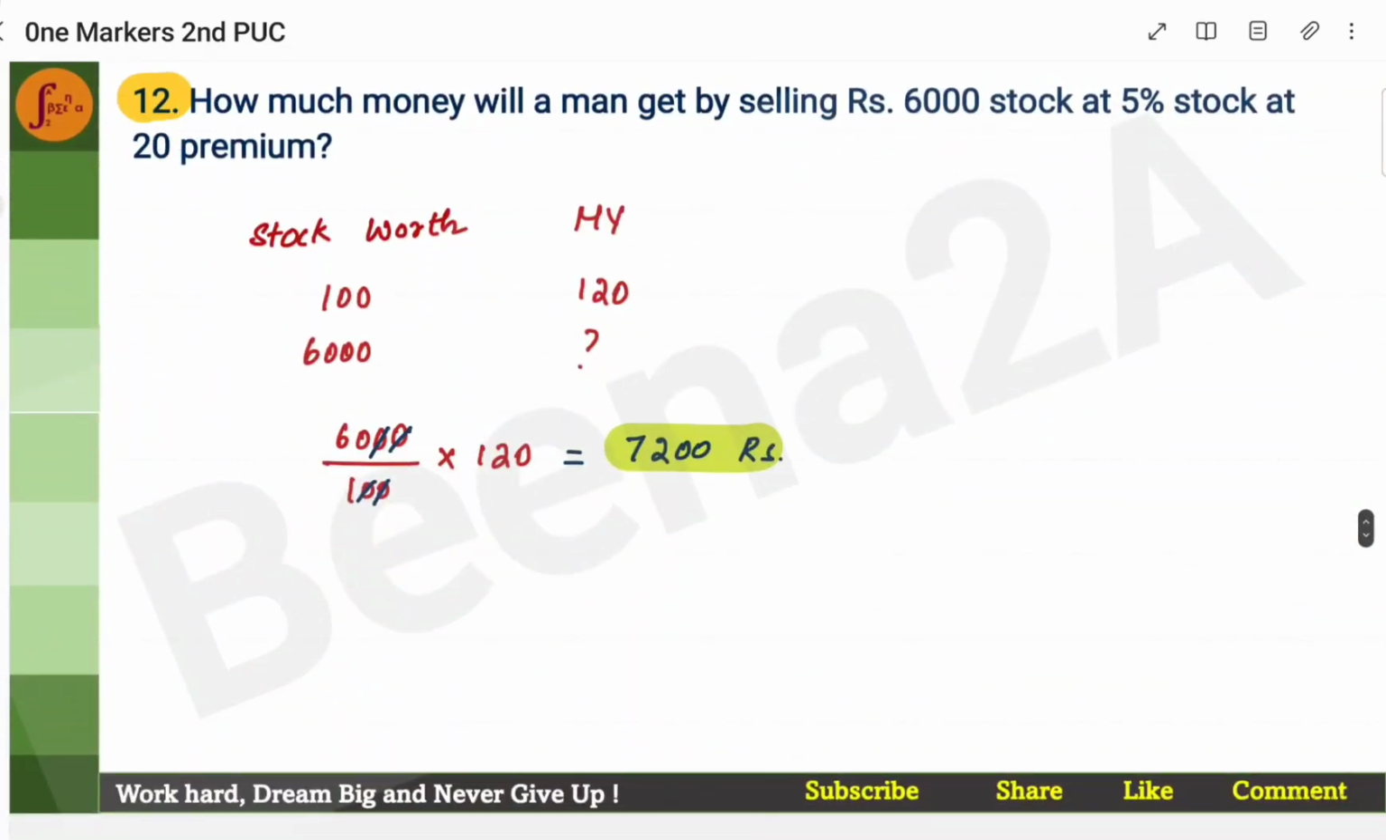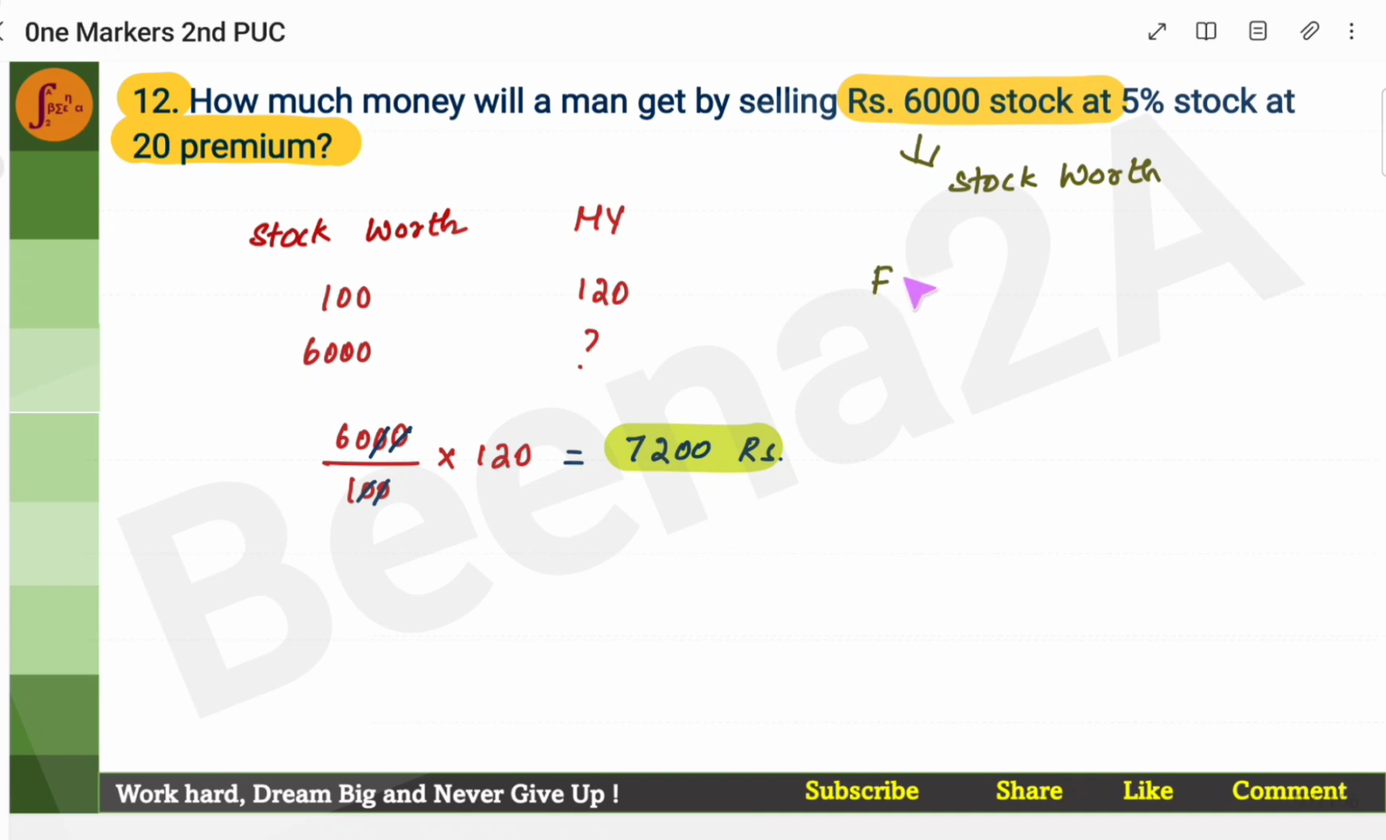Last problem. How much money will a man get by selling rupees 6,000 stock, 5% stock at 20 premium? 6,000 stock. What does it mean? 6,000 stock worth. What does 20 premium mean? 20 premium means 20 rupees in addition to the face value.